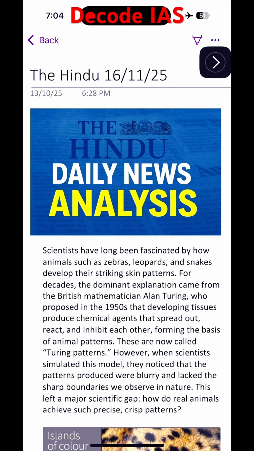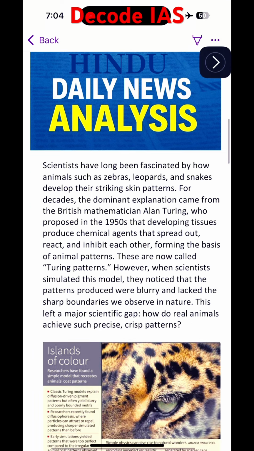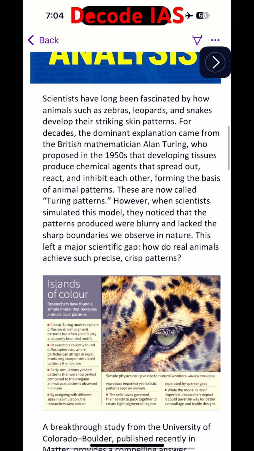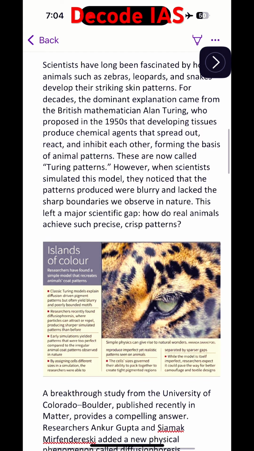Scientists have long been fascinated by how animals such as zebras, leopards, and snakes develop their striking skin patterns. For decades, the dominant explanation came from the British mathematician Alan Turing, who proposed in the 1950s that developing tissues produce chemical agents that spread out, react, and inhibit each other, forming the basis of animal patterns. These are now called Turing patterns.